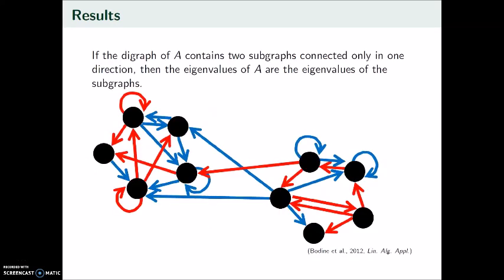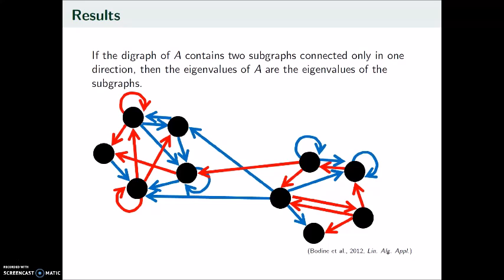Another result from Bodine et al. was that if your matrix has a digraph that looks kind of like this, so there's two clusters, each of them is like a digraph in itself, and the clusters are only connected in one direction, so you can see the arrows are only pointing from the cluster on the right to the cluster on the left, then we can actually pretend that these are two separate clusters that are completely unconnected in two different matrices. We can just take the eigenvalues from one and the eigenvalues from the other, and those will be the eigenvalues of our matrix. So why is this the case?